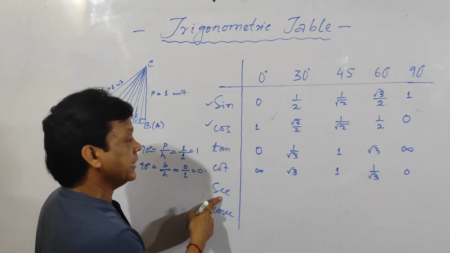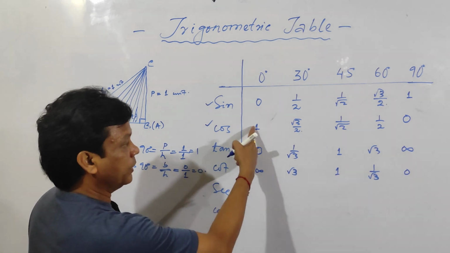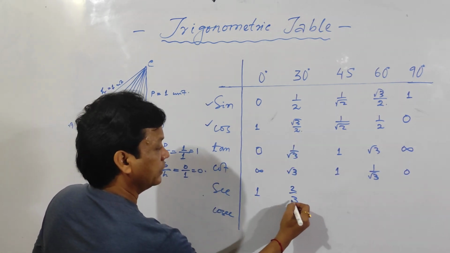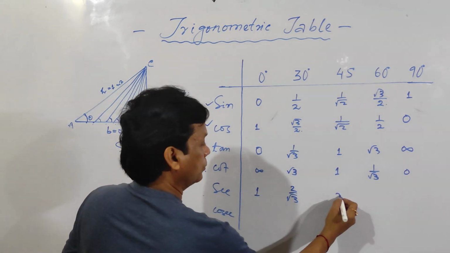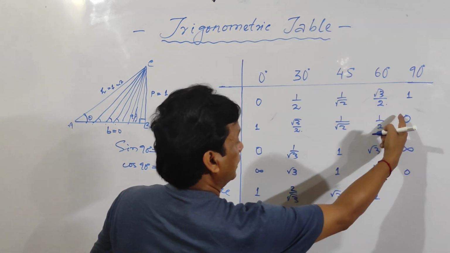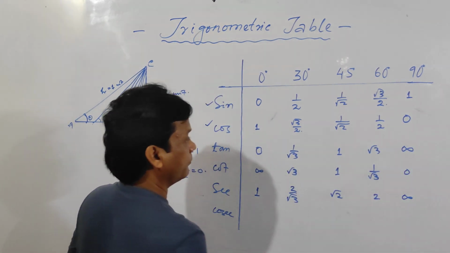Now sec is the reciprocal of cos. That means 1 by 1, it is 1. So the reciprocal of this one is 2 by root 3. Reciprocal of this one is root 2. Reciprocal of this one is 2 by 1, it is 2. And 1 by 0, it is infinity.